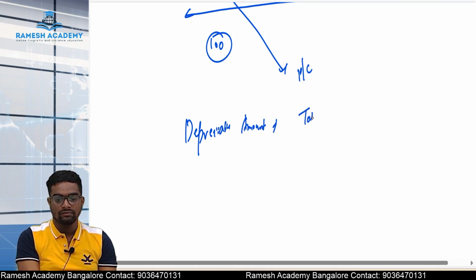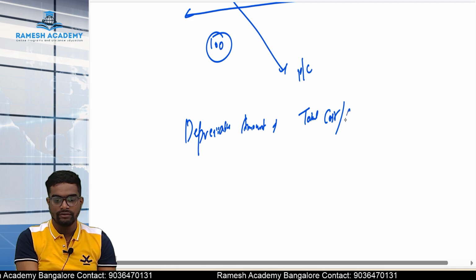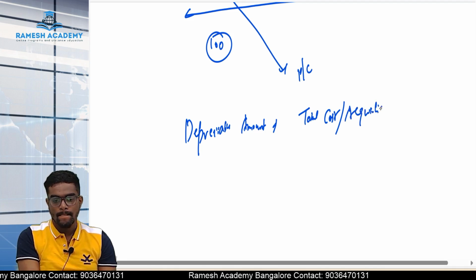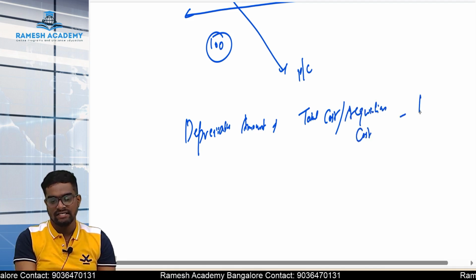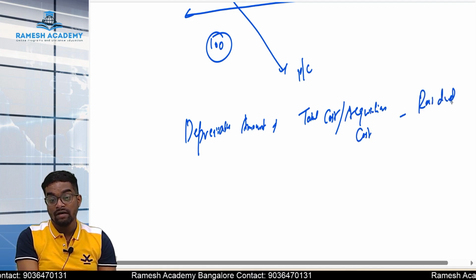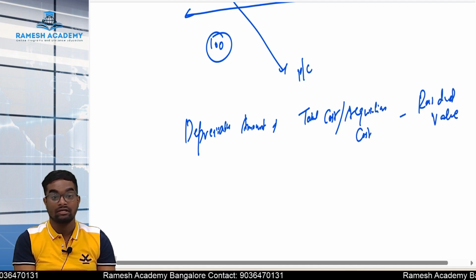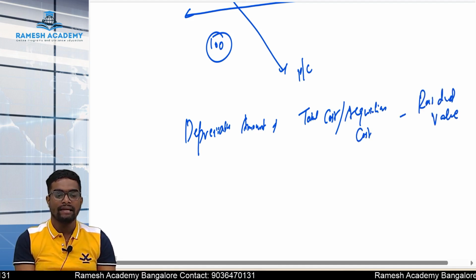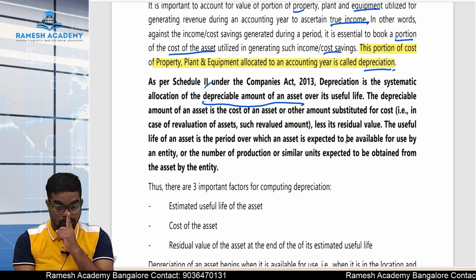So total cost or acquisition cost, whatever you call it, minus the residual value. That's it. Because this residual value is the amount which you get, on that you cannot claim depreciation. So this is the depreciable amount over its useful life.